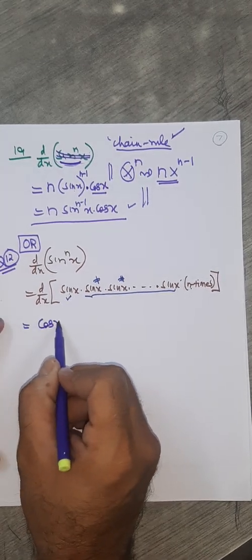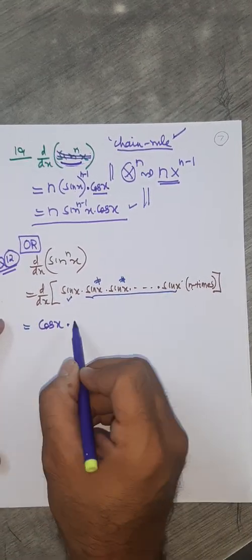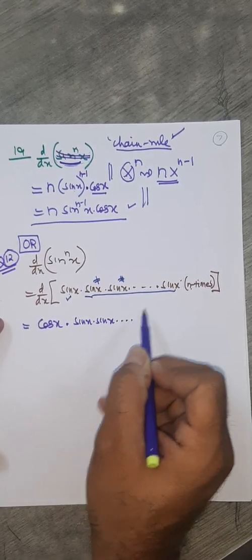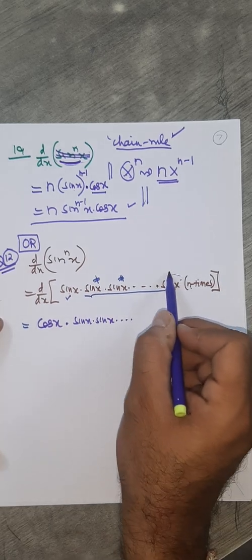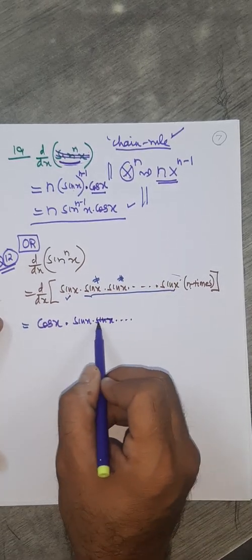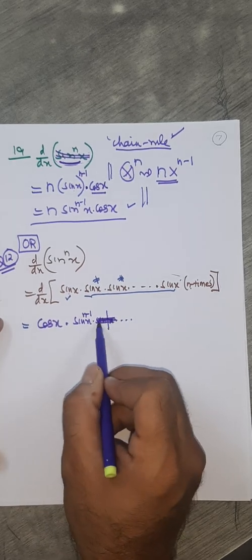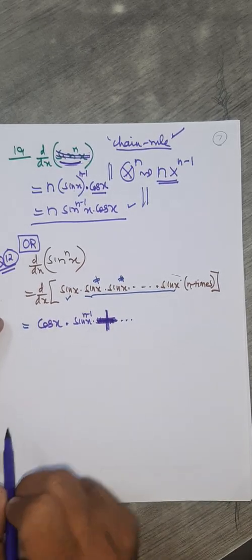So I'm differentiating the first. What is that? Cos x. Remaining all as they are: sin x, sin x, sin x. How many times? Can you tell me? This is how many times? N minus 1 times. So I'll write directly sin raised to n minus 1. Plus, always plus, you know, in the product rule.